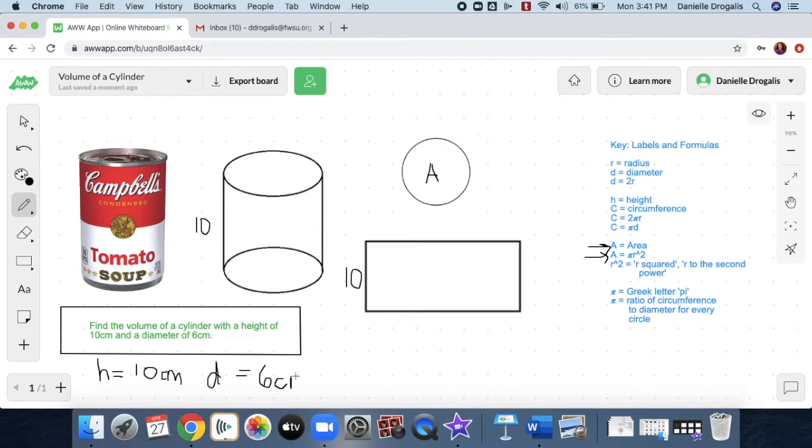Now, if you're paying close attention to the last video, the area of a circle, that formula does not include the diameter. It's all about the radius. And so this is why you have to know the relationship of diameter to radius. Because the radius is half the diameter, if we know that the diameter is 6 centimeters, well then the radius must be 3.